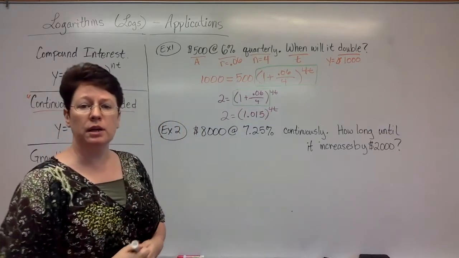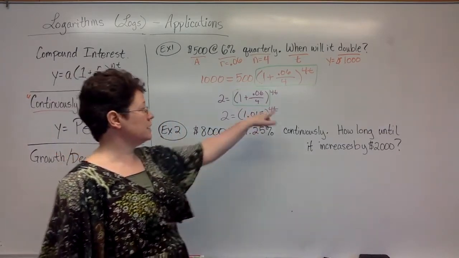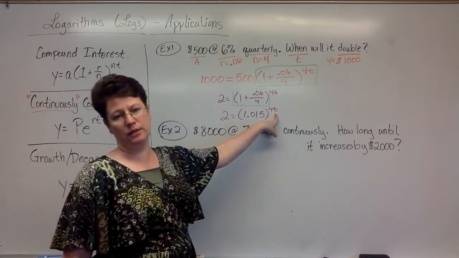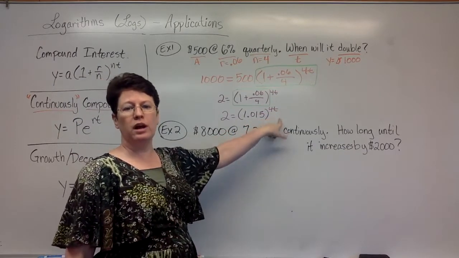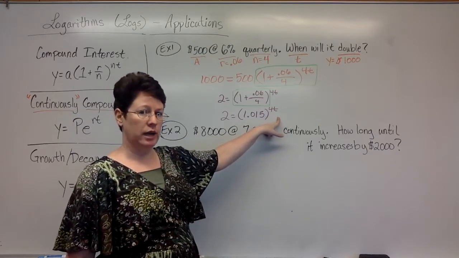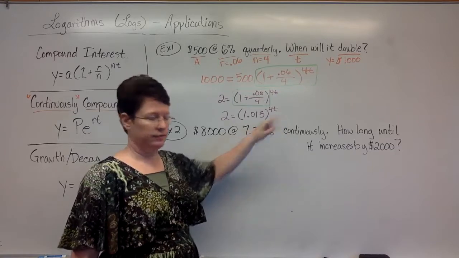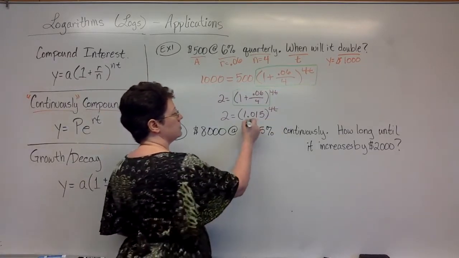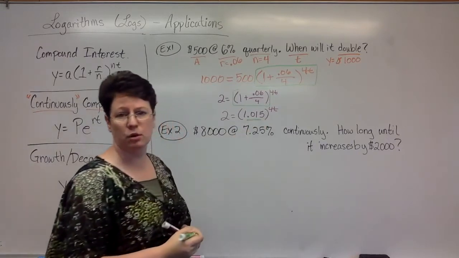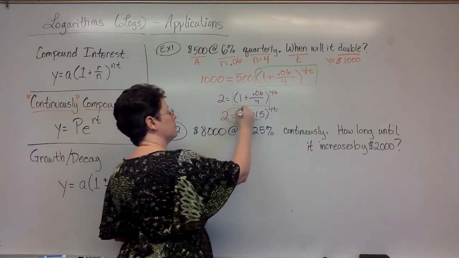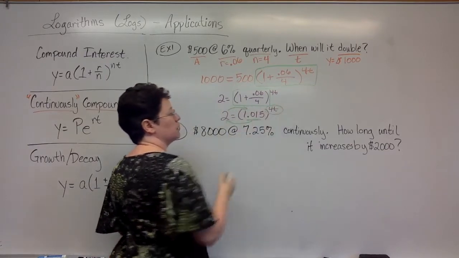Now, what am I solving for? T. Where is the t? In the exponent. What do I do when what I want is in the exponent? I turn it into a log. Okay, what's the base? The base is the 1.015. I go across the equal sign and I come back to get my exponent.